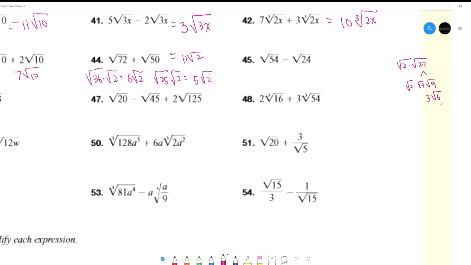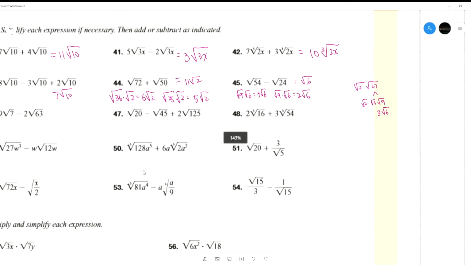So you get 3 radical 6. Otherwise, you should have gotten from here root 9 times root 6 is equal to 3 radical 6. Okay? And then the radical 24 is just radical 4 times radical 6, which is 2 radical 6. So this is 3 radical 6 minus 2 radical 6 is 1 radical 6. Okay?